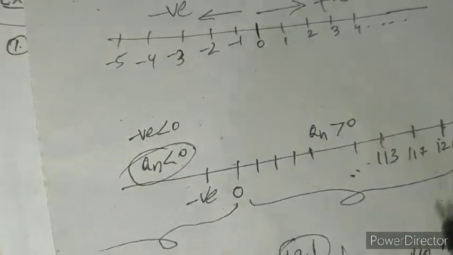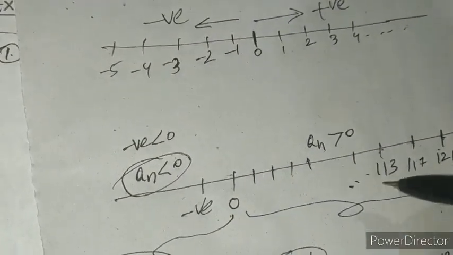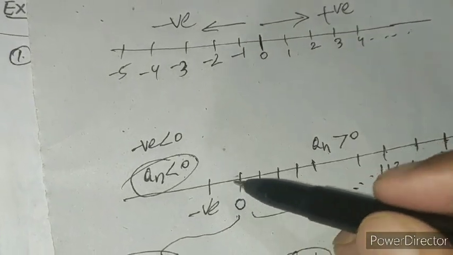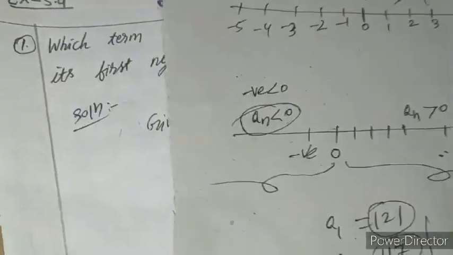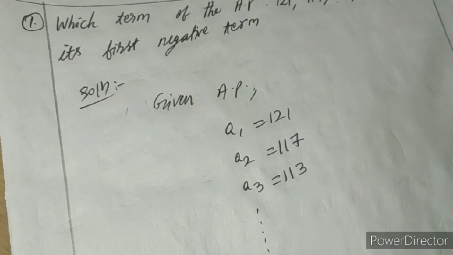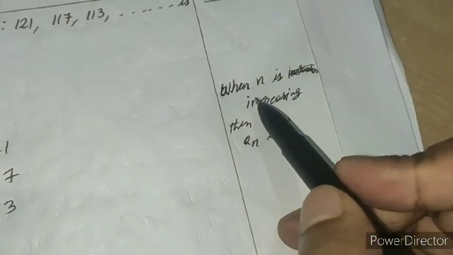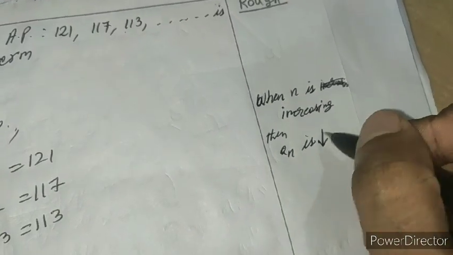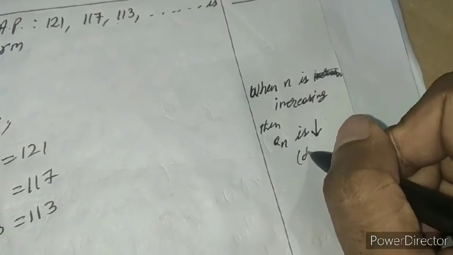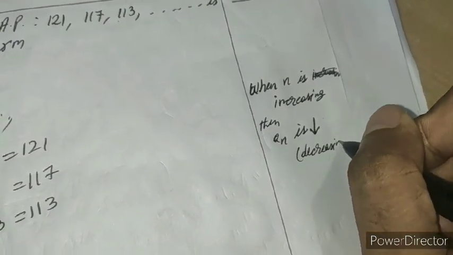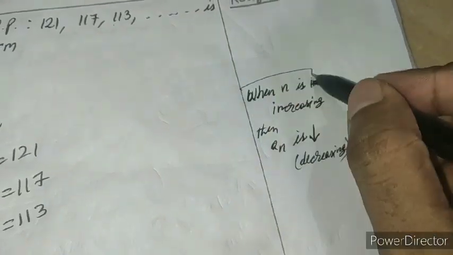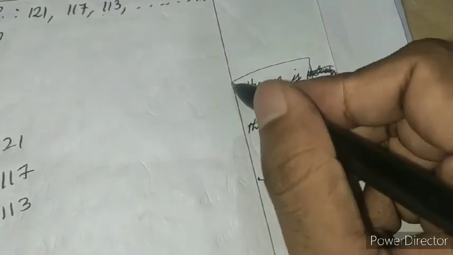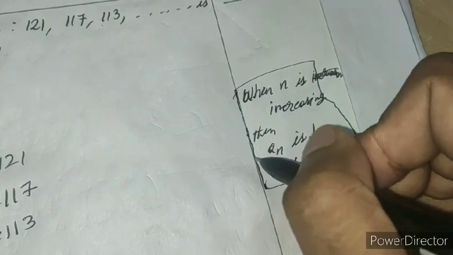So in this question we have to find the term that starts from negative. So what is the term? Let us check. Here we have written: n is increasing, then an is decreasing. This is just an observation that I am writing for you all. Remember this.